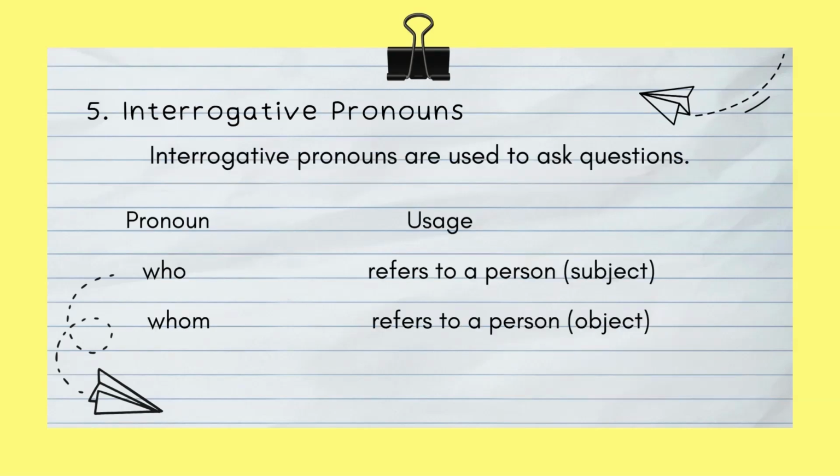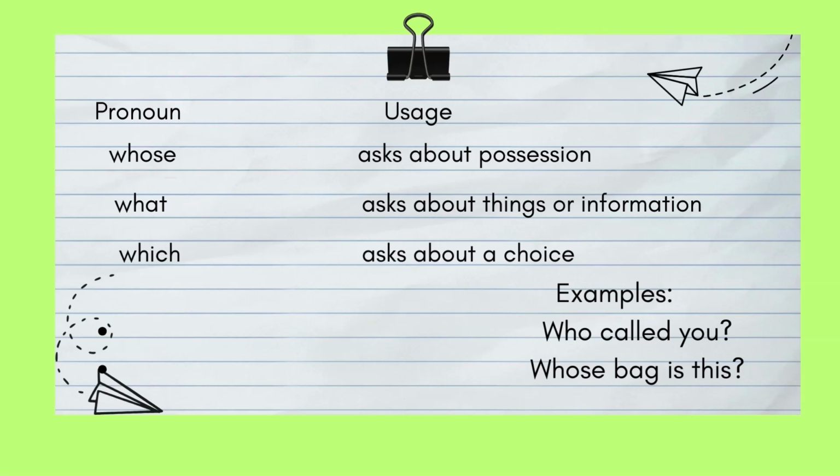5. Interrogative pronouns. Interrogative pronouns are used to ask questions. Pronoun, usage. Who refers to a person, subject. Whom refers to a person, object. Whose asks about possession. What asks about things or information. Which asks about a choice. Examples. Who called you? Whose bag is this?